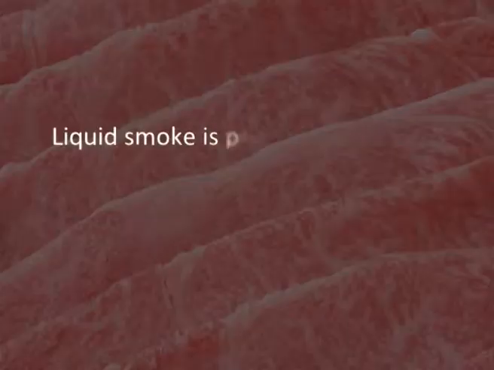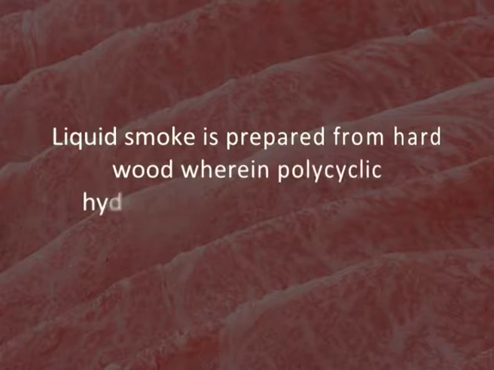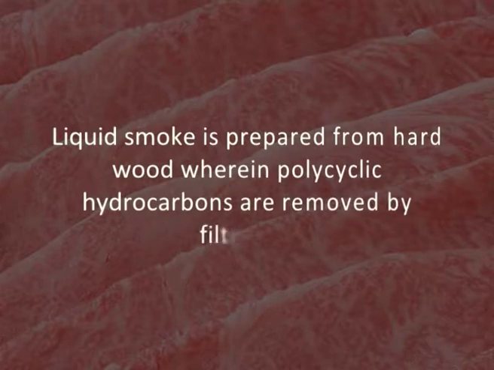These days, many liquid smoke preparations are commercially available in the developed countries. Application of liquid smoke on the product surface before cooking imparts a smoky flavor, which is very much liked by the consumers. Liquid smoke is generally prepared from hardwood, wherein polycyclic hydrocarbons are removed by filtration. The starting point for the production of liquid smoke is natural smoke, generated by burning or smoldering wood under controlled temperatures with the input of an air supply.